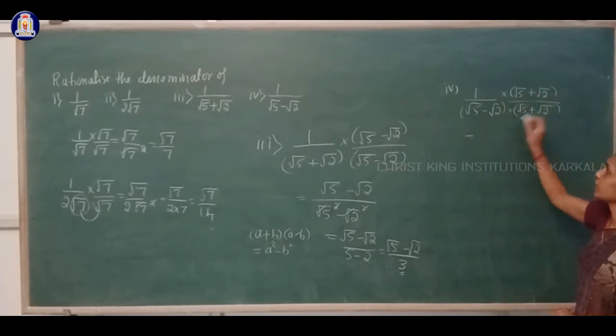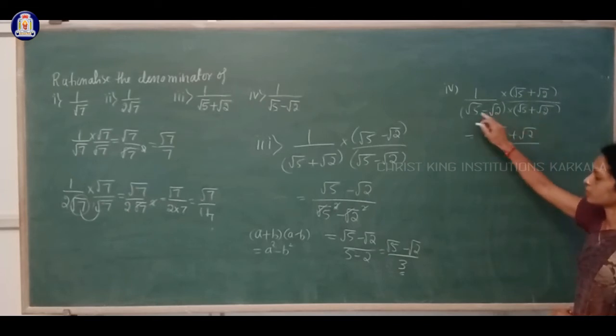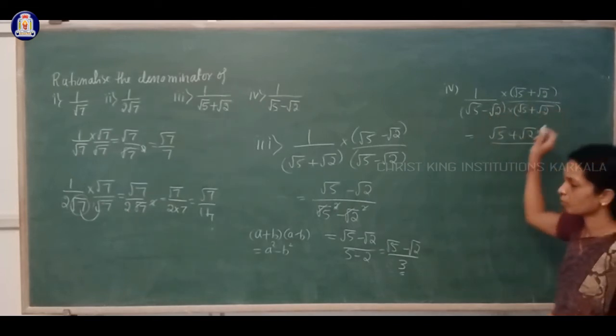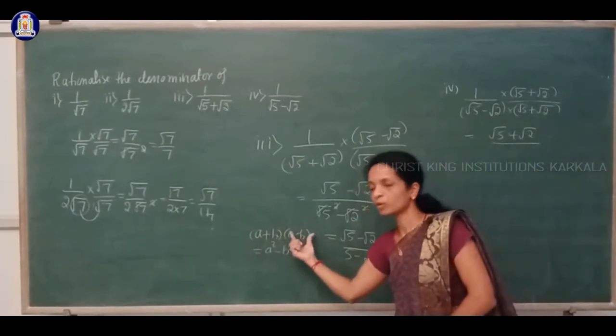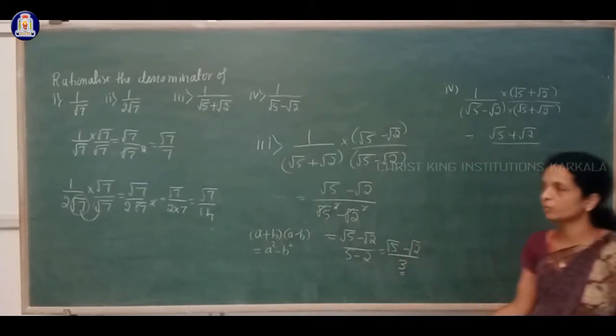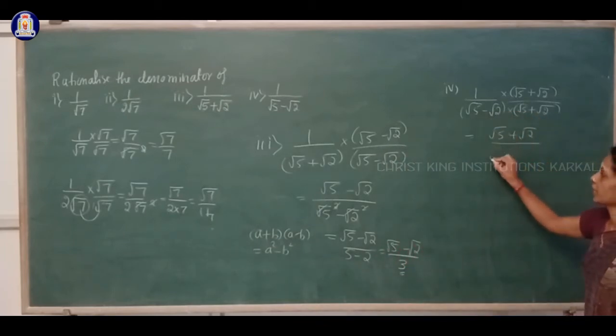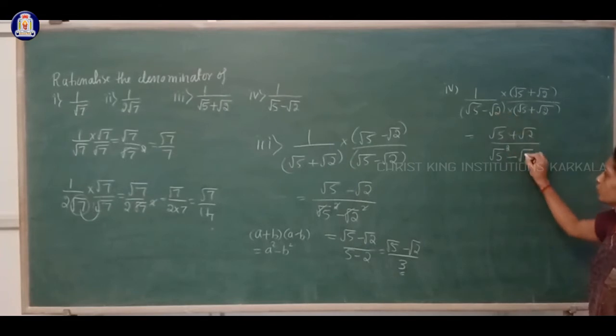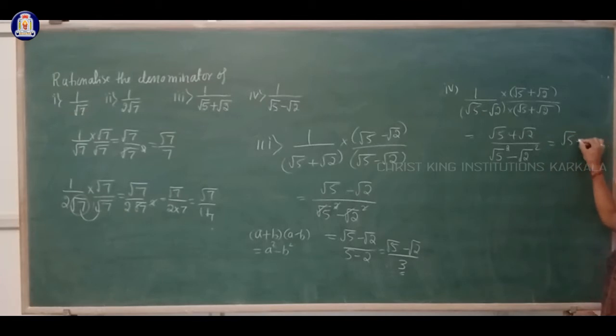And 1 into anything is the same thing. So root 5 plus root 2, and dividing by, this is in a minus b into a plus b form. Either it is a plus b into a minus b, or a minus b first, a plus b next. The formula is the same, a square minus b square. So here what is a? a is root 5, and b is root 2, so a square minus b square gives root 5 square minus root 2 square. The numerator stays as it is, because we can't simplify that further.